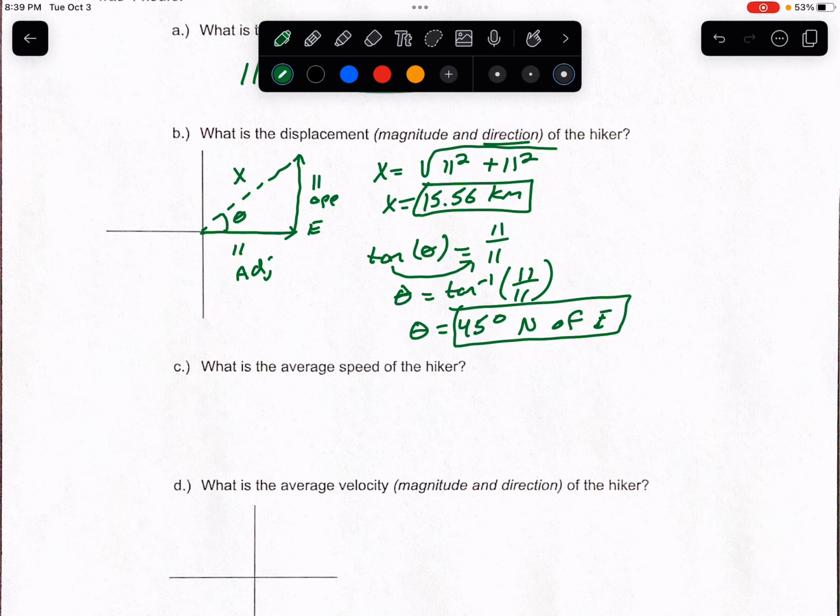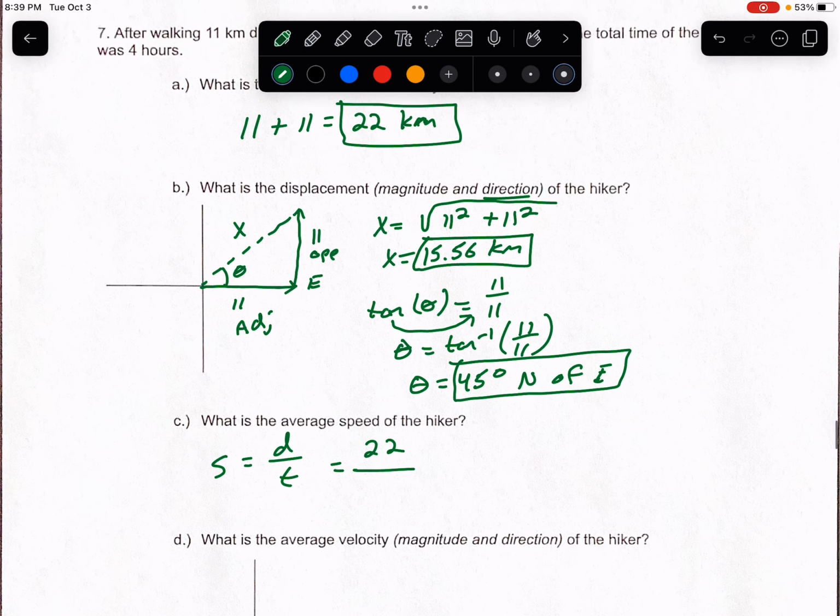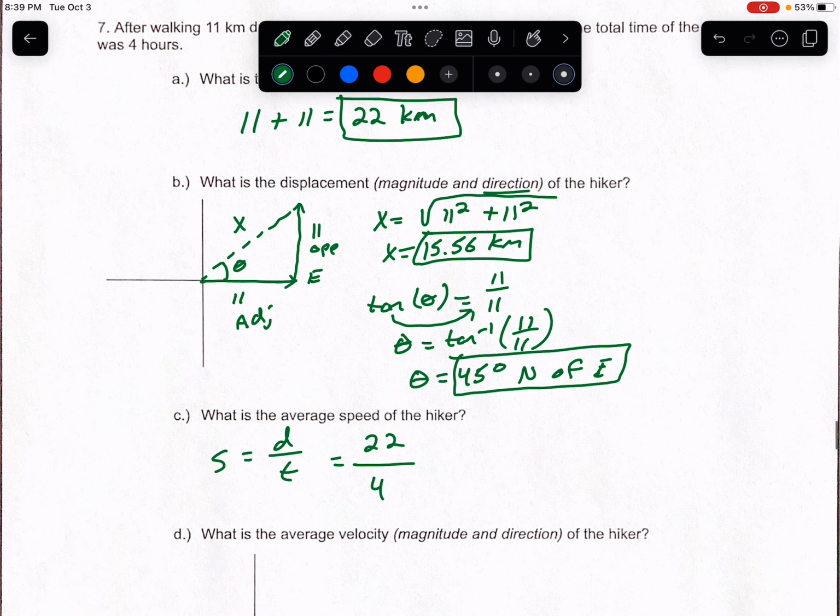What is the average speed of the hiker? So remember, speed is distance over time. Okay, so distance, we already found that was 22. My time, it said it took 4 hours. So 22 divided by 4 is going to give you 5.5 kilometers per hour.